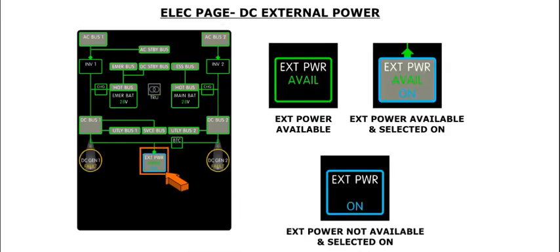The status of the DC external power is indicated by a square with a white external power label. A green square with a green available label indicates that external power is available. A blue square with a green available label and blue on label indicates that DC external power is available, and selected on. If the available label is not visible, it means that external power is selected, but is not available.